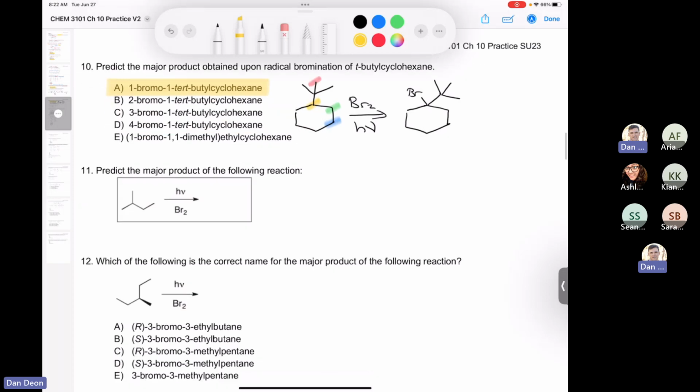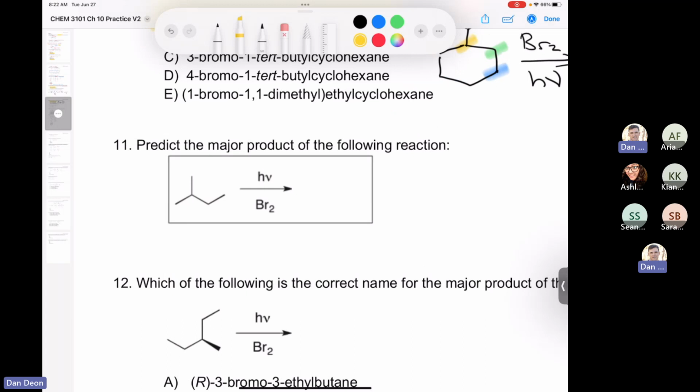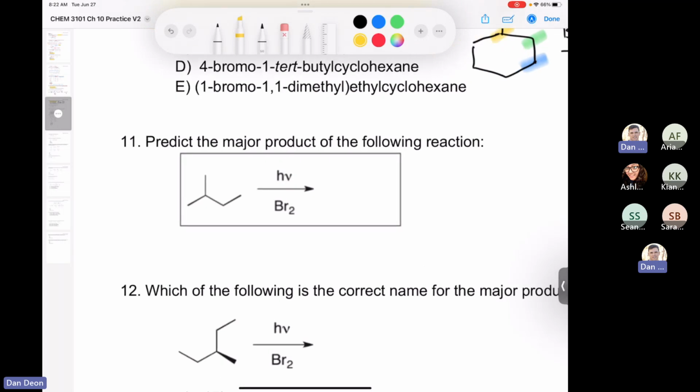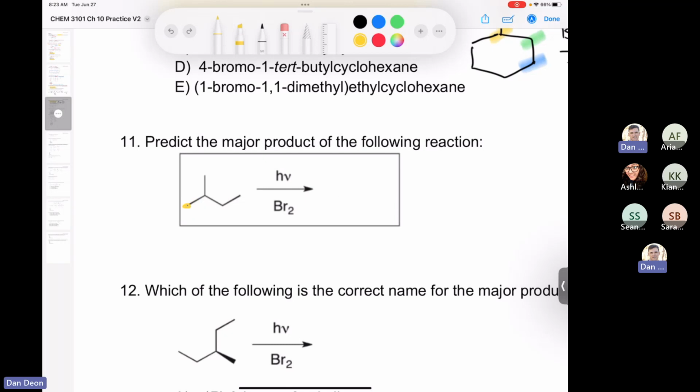Predict the major product of the following reaction. I know you could do this one probably in your sleep, but let's just review it anyway. So we're adding bromine and light to this compound. If I highlight this carbon in yellow, this carbon in red, this one in green, and maybe this one in blue, could anybody tell me where the bromine is going to go? And it's not a trick question.